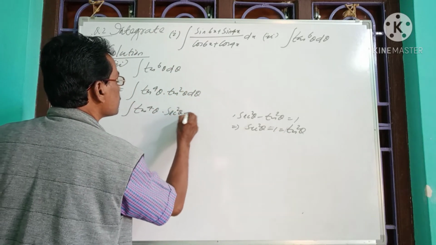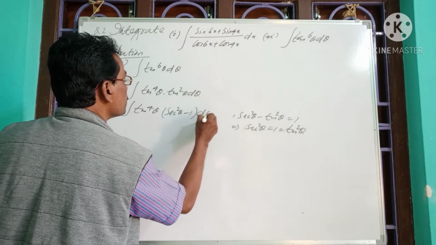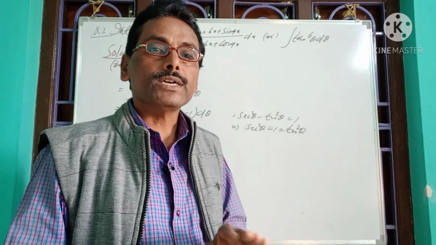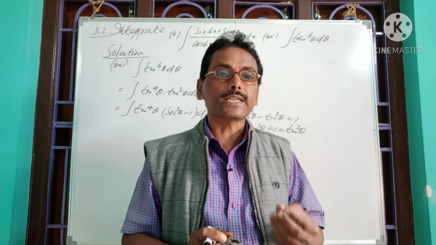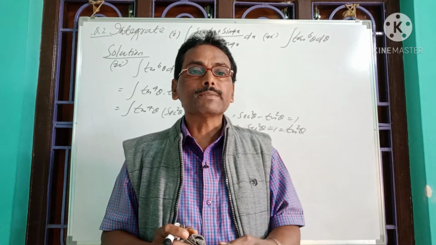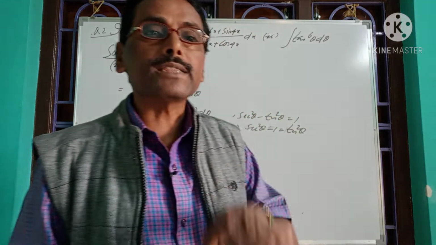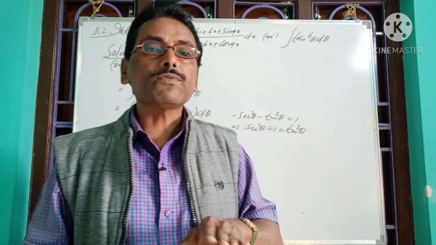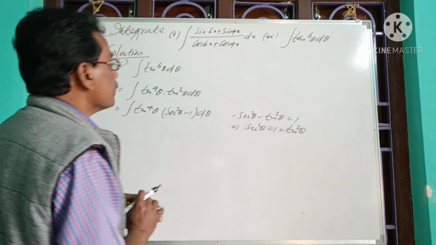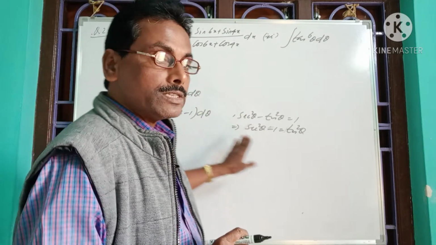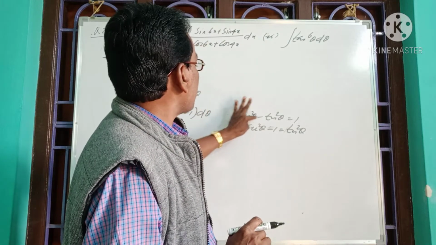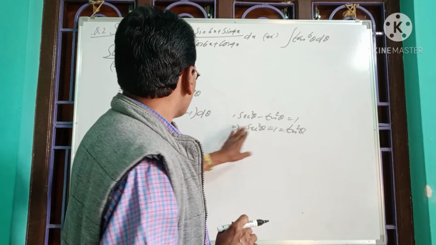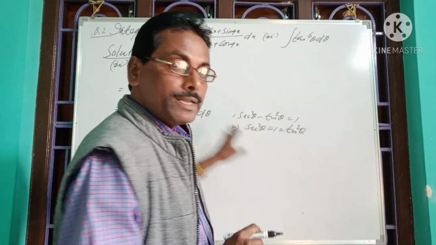The whole integration is with respect to theta, because tan theta and sec square theta are related: the derivative of tan theta is equal to sec square theta. This will help us integrate by the method of substitution, because if we substitute tan theta and differentiate it, it will give us sec square theta. So the integration becomes much easier. We applied the identity sec square theta minus tan square theta equals 1, got tan square theta equal to sec square theta minus 1, and replaced tan square theta with sec square theta minus 1.